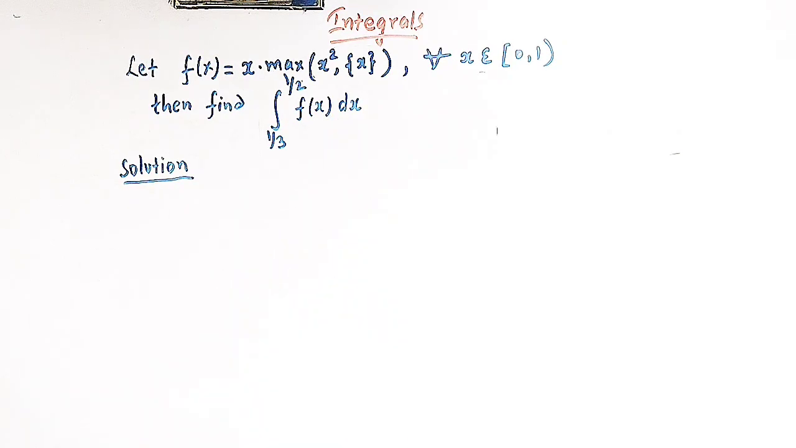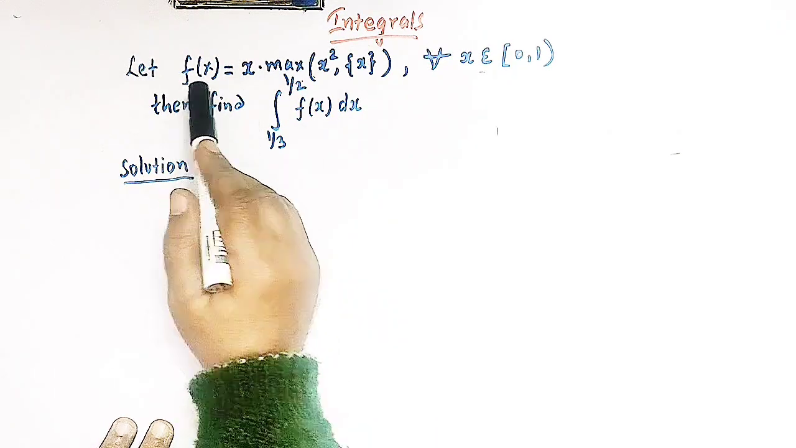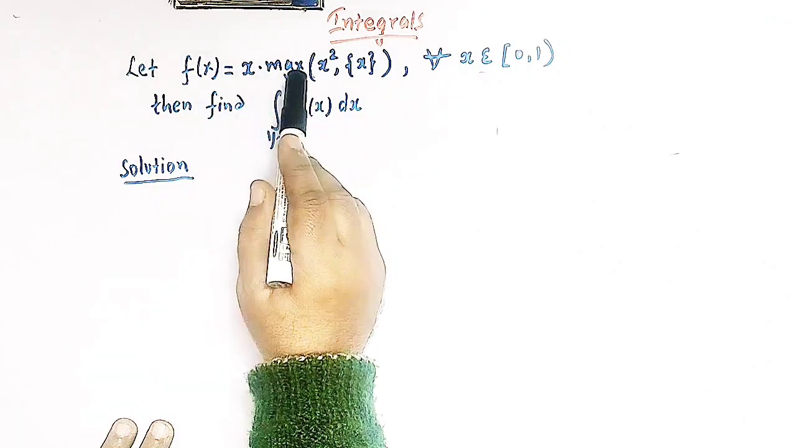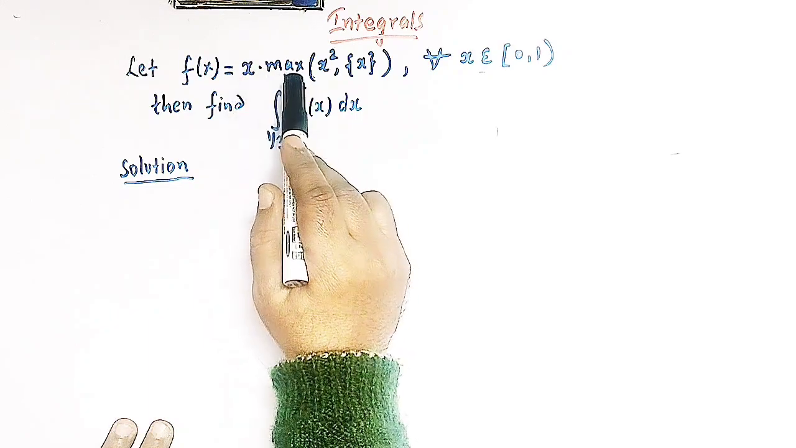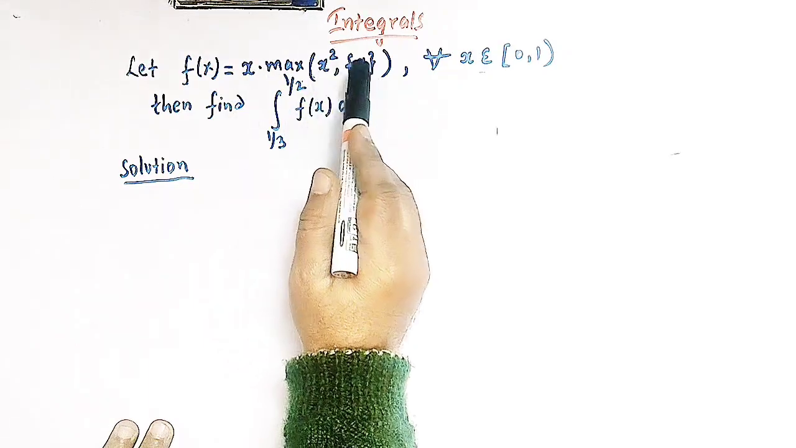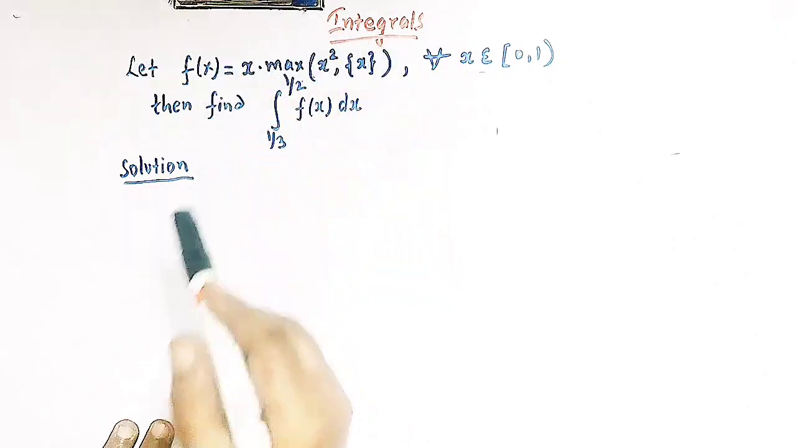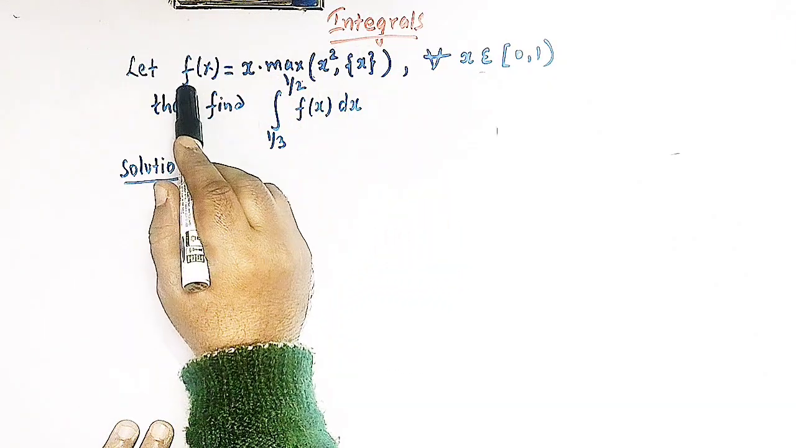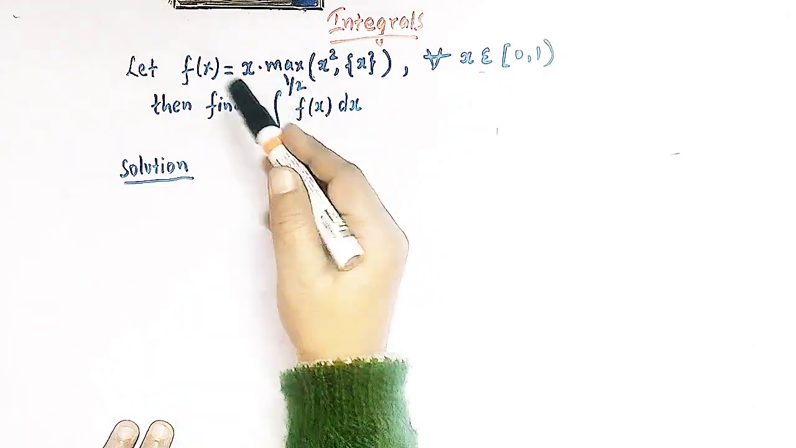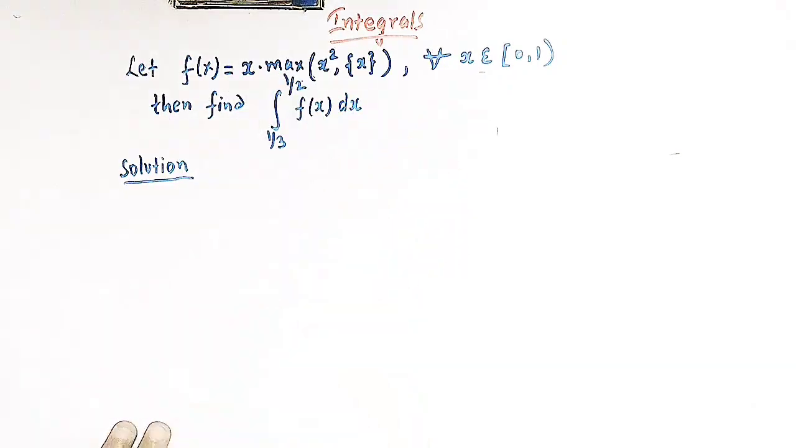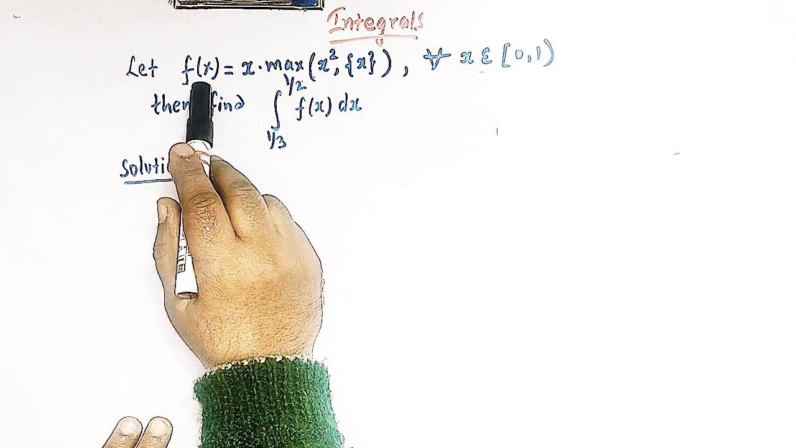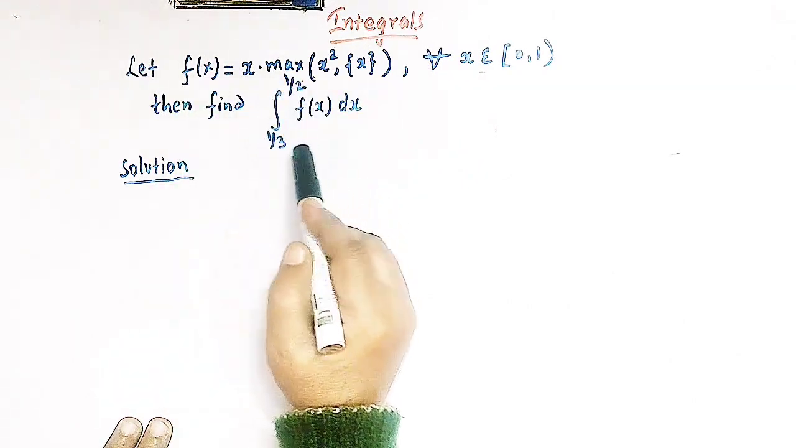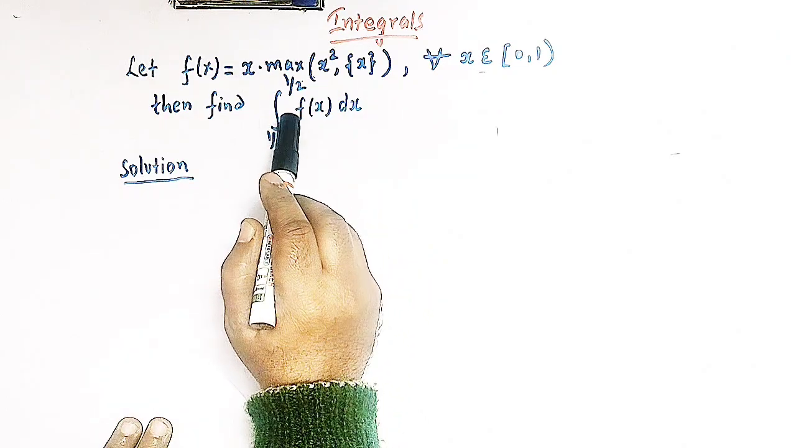So here the function f(x) is given as the product of two expressions, x, which is a polynomial function, and the maximum of x squared comma fractional part of x. So we have to first modify this function f(x) using the expression for the maximum of two quantities, say a and b. Once we modify the function f(x), then we can easily find the value of this definite integral.